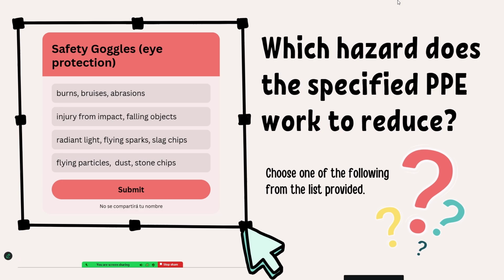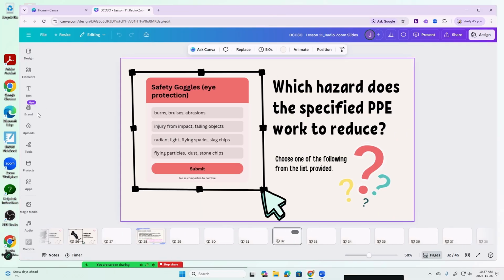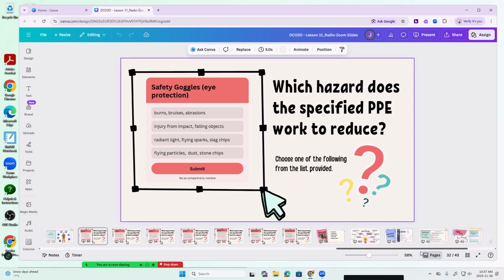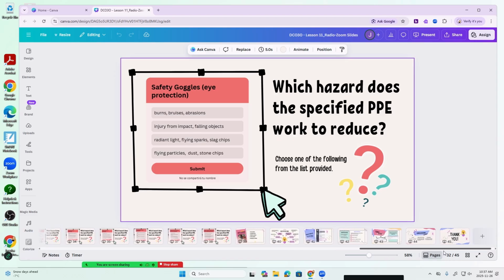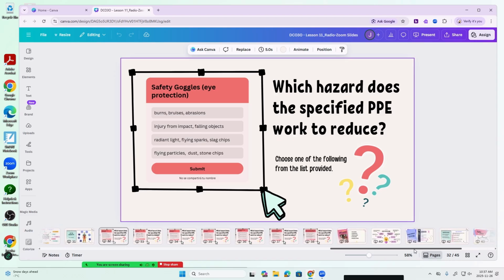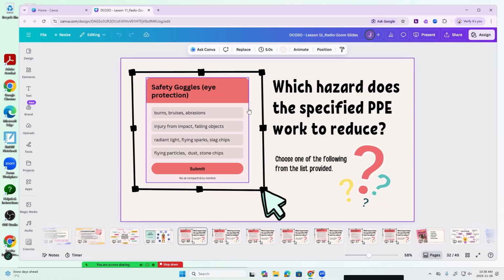I had some scenarios of which hazard does the specified PPE work to reduce. You're to choose one of the following from the list provided and go through. For the sake of time, I am going to sneak out to see where we're at. Okay, we'll do a few of these because we are almost at the end.